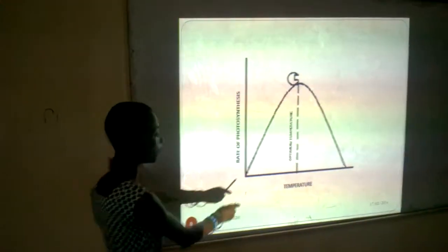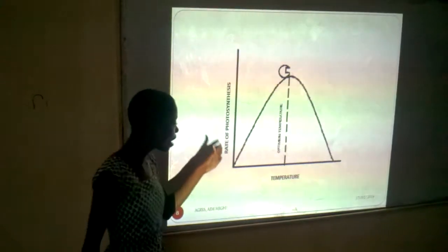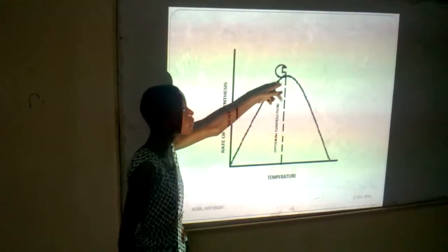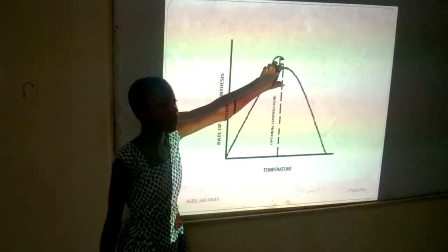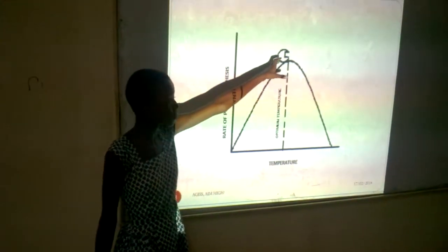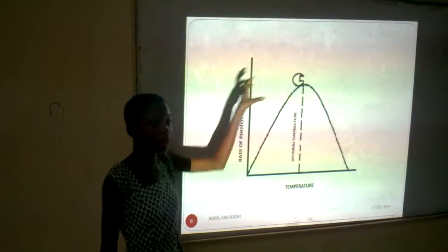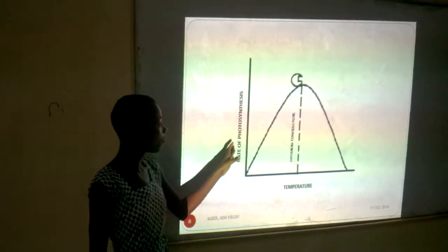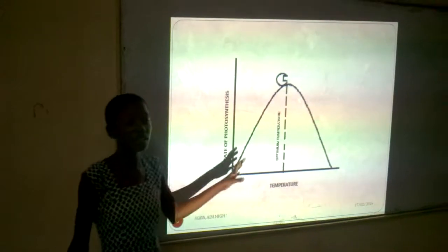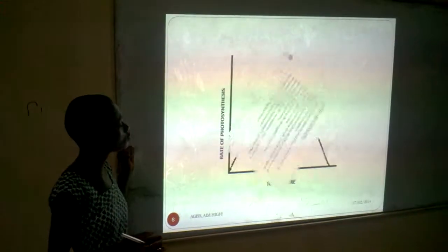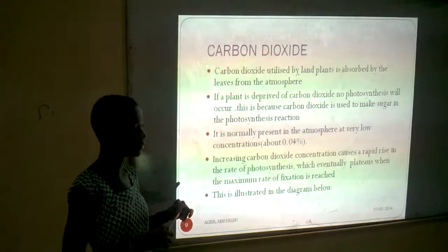So as the temperature increases, the rate of photosynthesis also increases. That is, at optimum temperature, the enzyme is most effective. So as the temperature increases further, the enzyme becomes denatured and the rate of photosynthesis falls since they are no longer effective. I then move on to carbon dioxide.